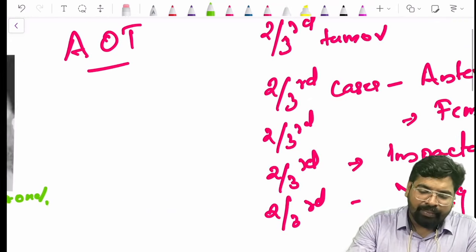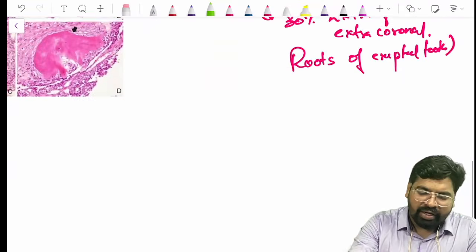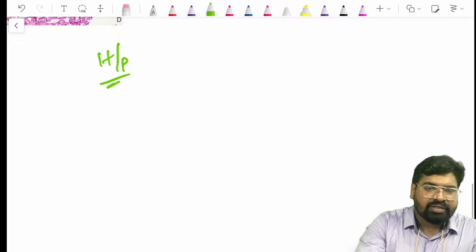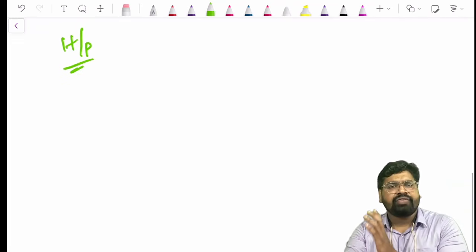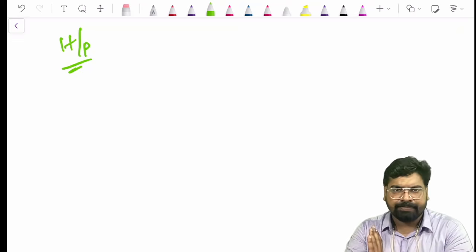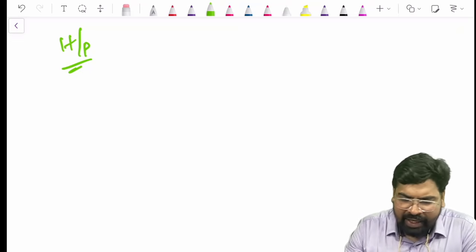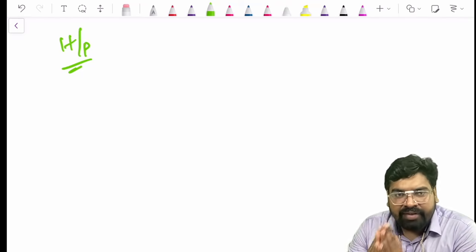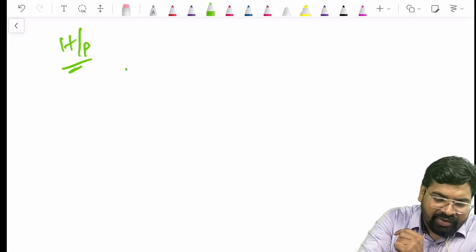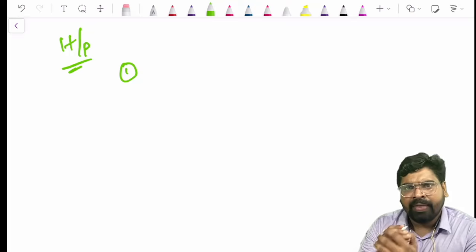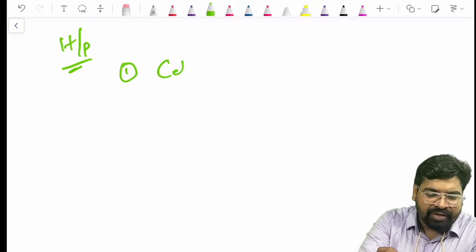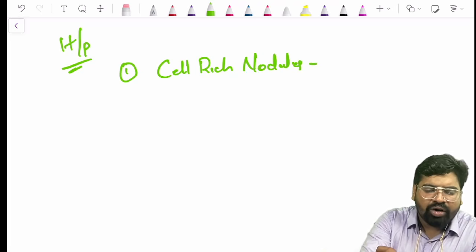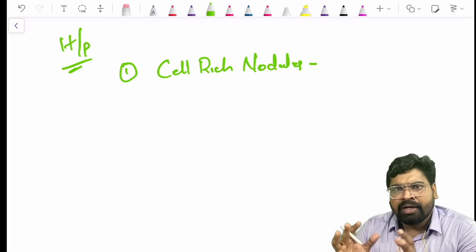Now, the important point in AOT is its histology. Histopathology of AOT is the most important thing and a question area in your NEET and INICET papers. AOT has very interesting histological features. The first thing you see in AOT are cell-rich nodules. So you see a lot of nodules rich in cells.